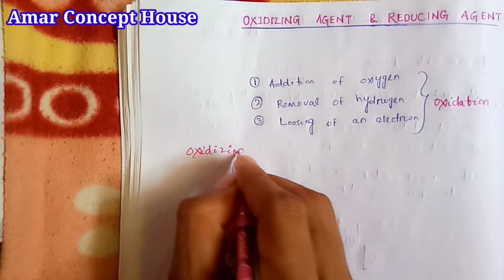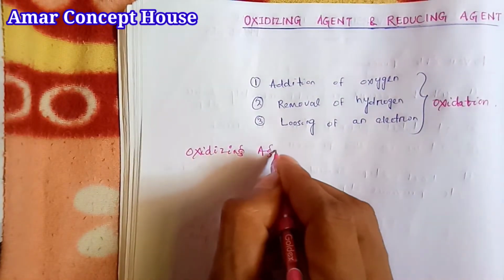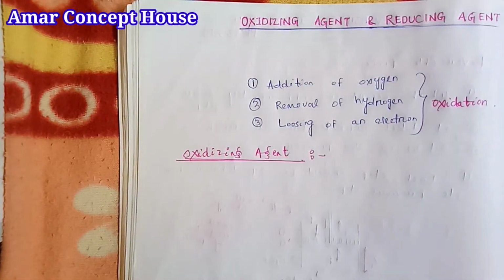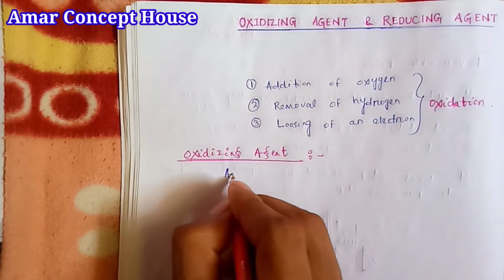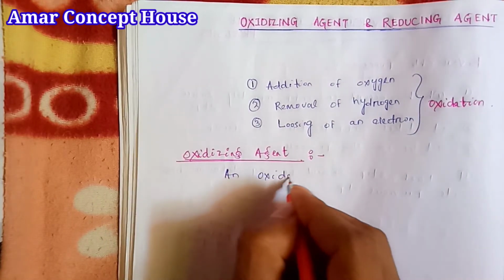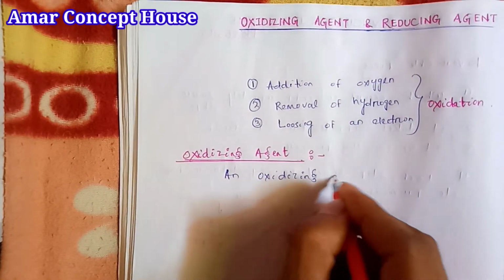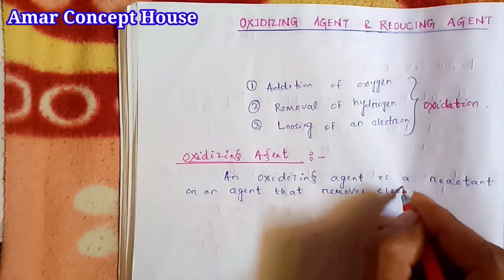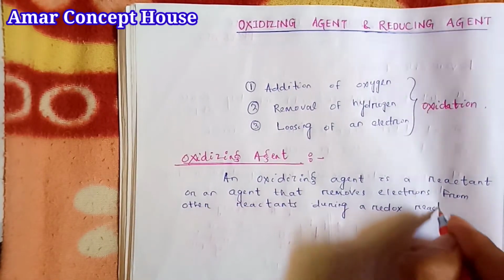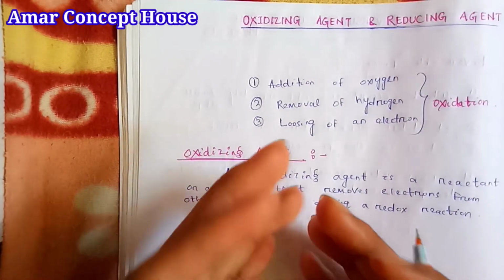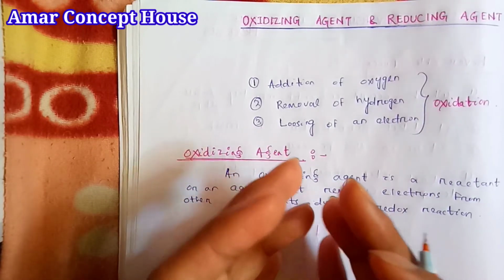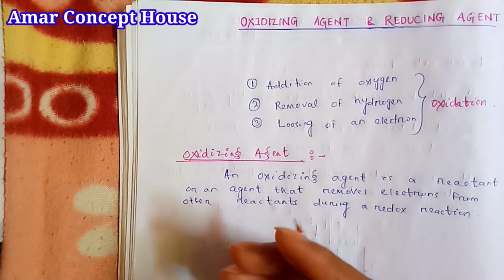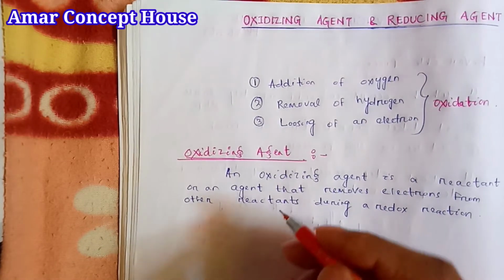What is the oxidizing agent? An oxidizing agent is a reactant or an agent that removes electrons from other reactants during a redox reaction. Understood, students? It means the oxidizing agent takes these electrons for itself, gaining electrons and being reduced. So it is also known as an electron acceptor.